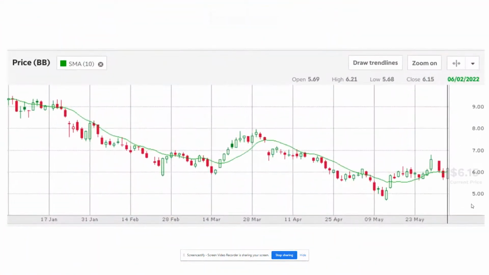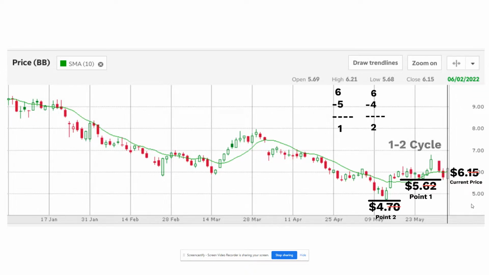Now I know what you're saying, buddy. That's only for crypto. What about stocks? All right, here you go. This is BlackBerry at the time, and what you're looking for is floors. As you can see, there's a floor here, and that's the point for that floor. Then there's a floor here. That's the point. When you're using cents, you want to get rid of the cents. You just look at the whole numbers. So 6 minus 5. 6 minus 2. This particular one would be a 1 to 2 cycle.